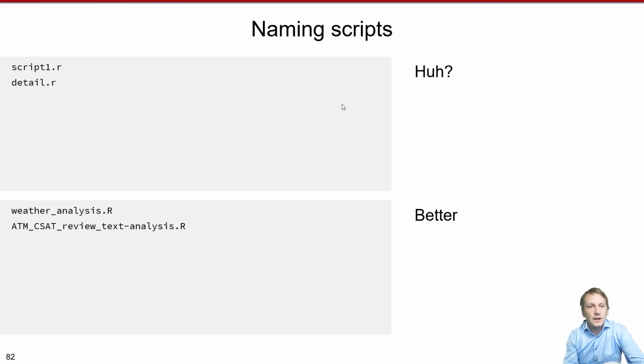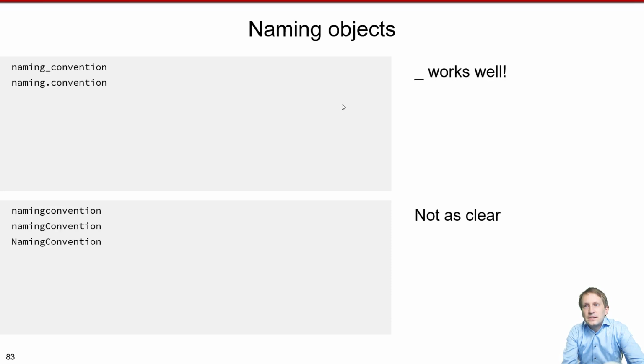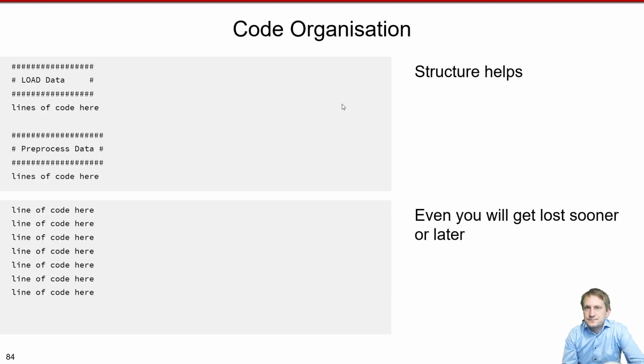But you know, the file name can be 255 characters long. So you know, use it. Have very telling names for your scripts. Again, underscores work well usually. If you just write everything together without any break or underscore or dot, that's probably not very clear.